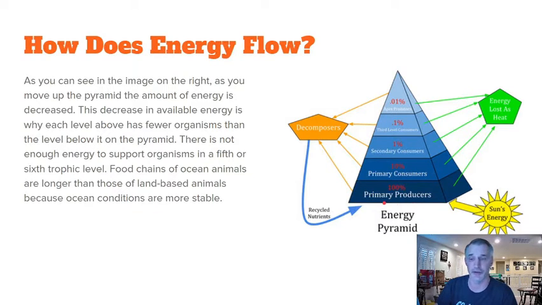So if we look at these percentages, if 100% of the available energy were captured by producers, you'd have tons of producers, but only a small percentage of the sun's energy is actually captured. So this 100% actually represents how much energy is available within the producers themselves, the grasses, the plants, whatever's capturing the sun's energy and producing food or producing chemical energy.